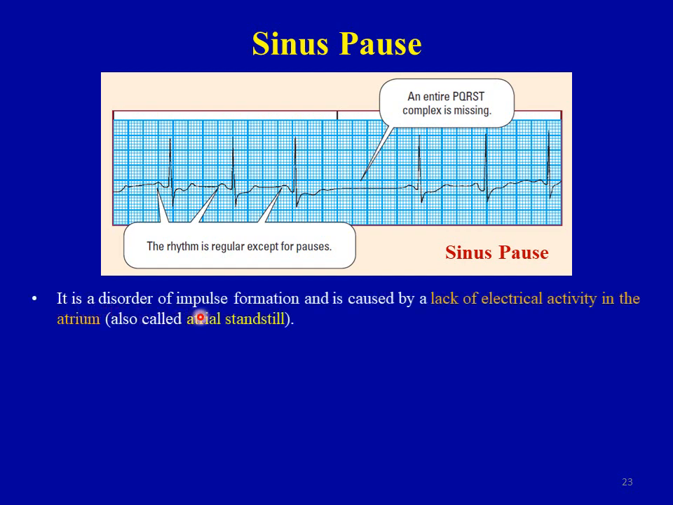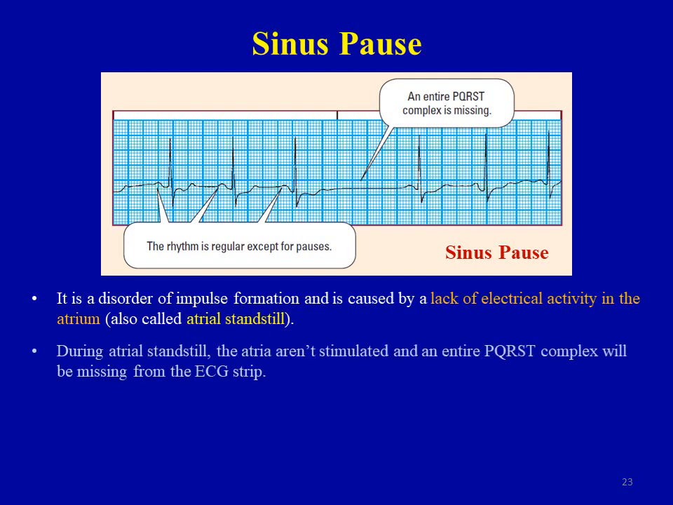It is a disorder of impulse formation in the SA node and is caused by lack of electrical activity in the atrium, also called atrial standstill. So the atria are standing still without any electrical activity. During atrial standstill, the atria aren't stimulated and an entire PQRST complex or interval will be missing from the ECG strip, as we can see here in this strip.